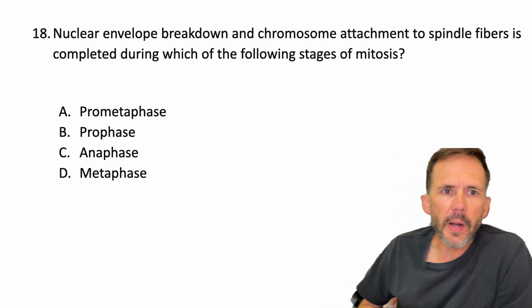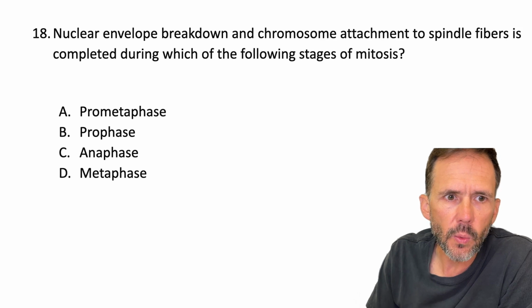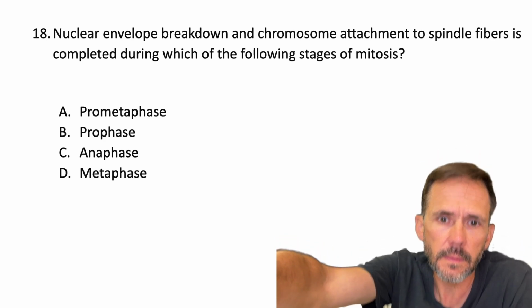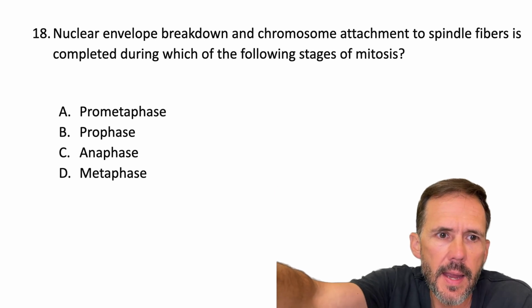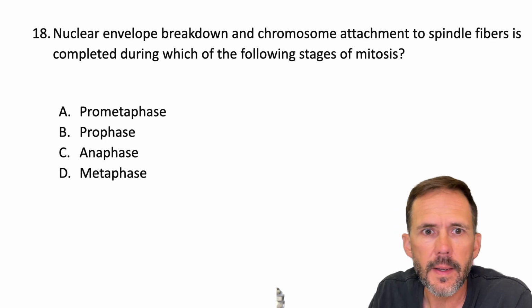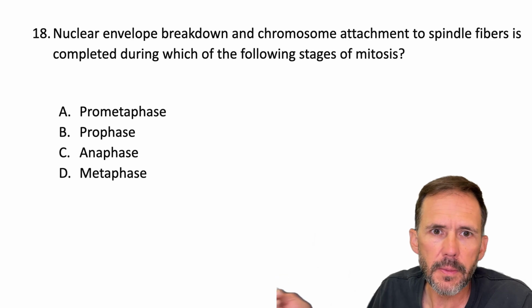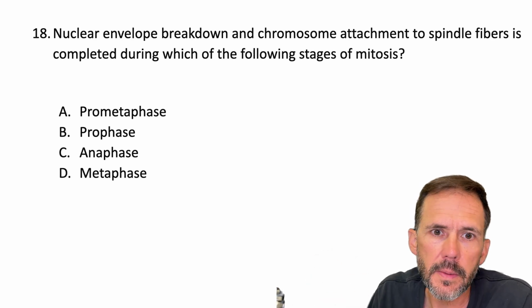All right, nuclear envelope breakdown and chromosome attachment to spindle fibers is completed during which of the following stages? Right, so this is A, prometaphase. This is late prophase, where you get a disassembly of the nuclear envelope and then a connecting of the microtubules of the mitotic spindle to the centromeres of the chromosomes.